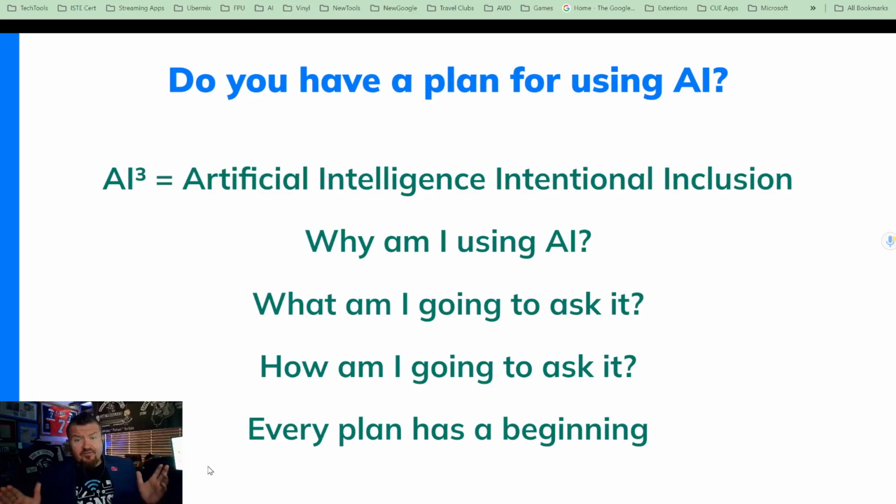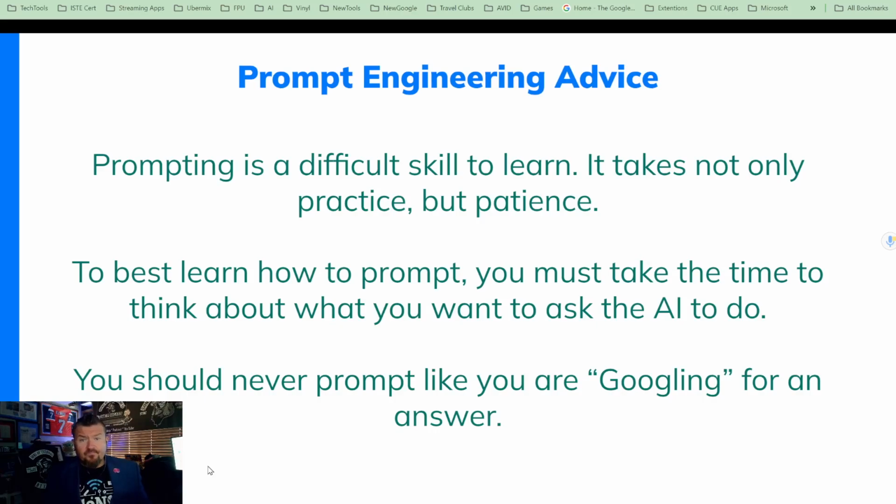So you need to ask yourself, why am I using AI? What am I going to ask it? How am I going to ask it? Every plan needs to have a beginning. So every time you use AI, you need to have a plan on how you are going to ask it to use it. And my advice to you on prompt engineering is this.